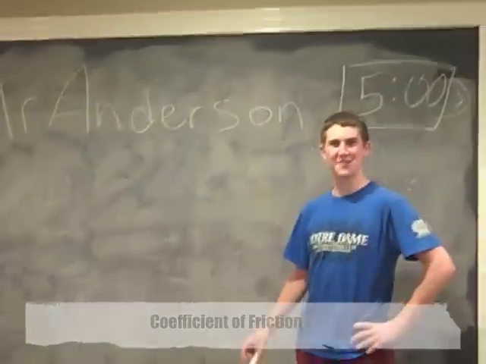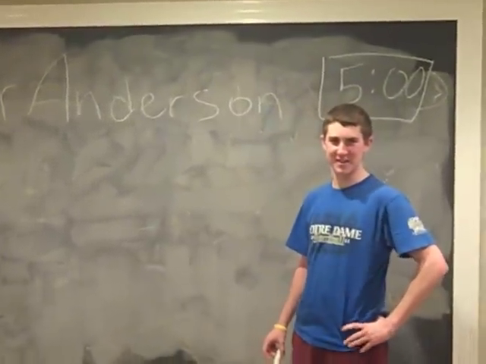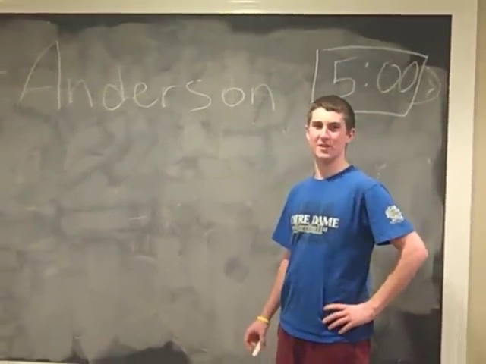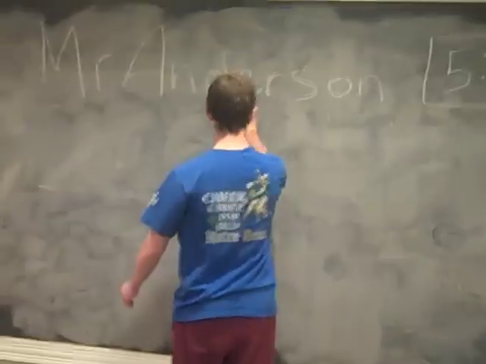Coefficient of friction is the roughness of objects sliding against each other. Coefficient of friction is represented by the Greek symbol mu, which is shown like this.